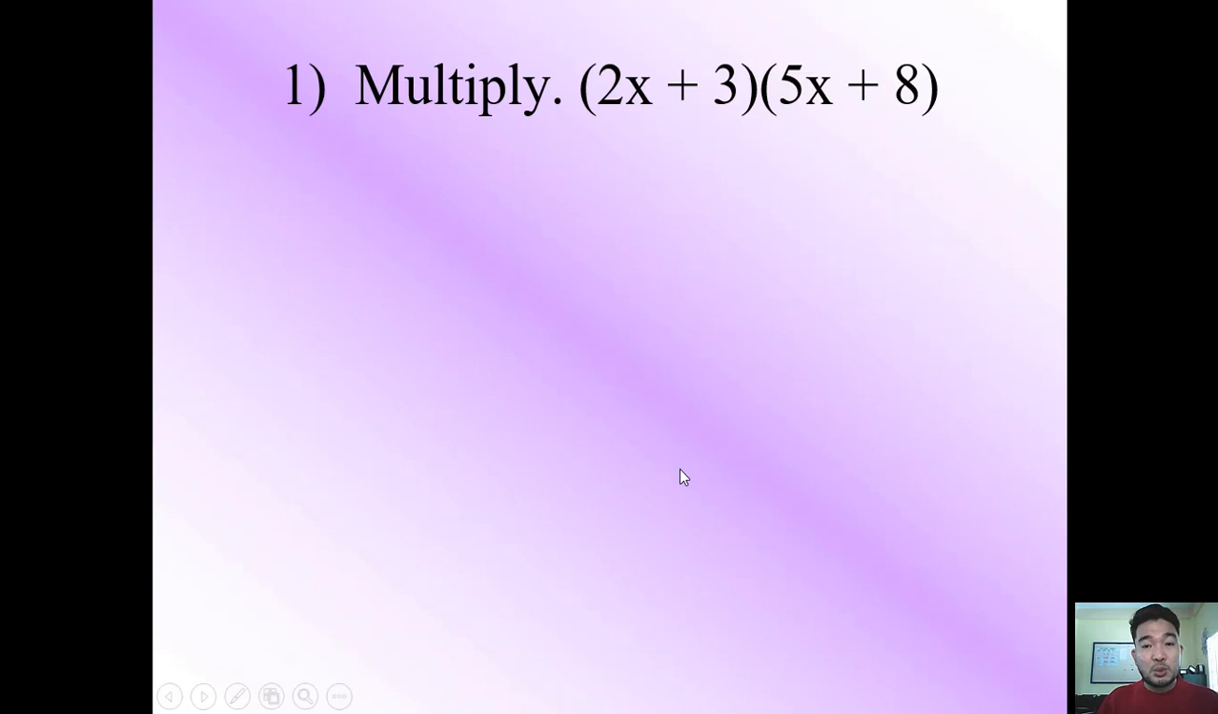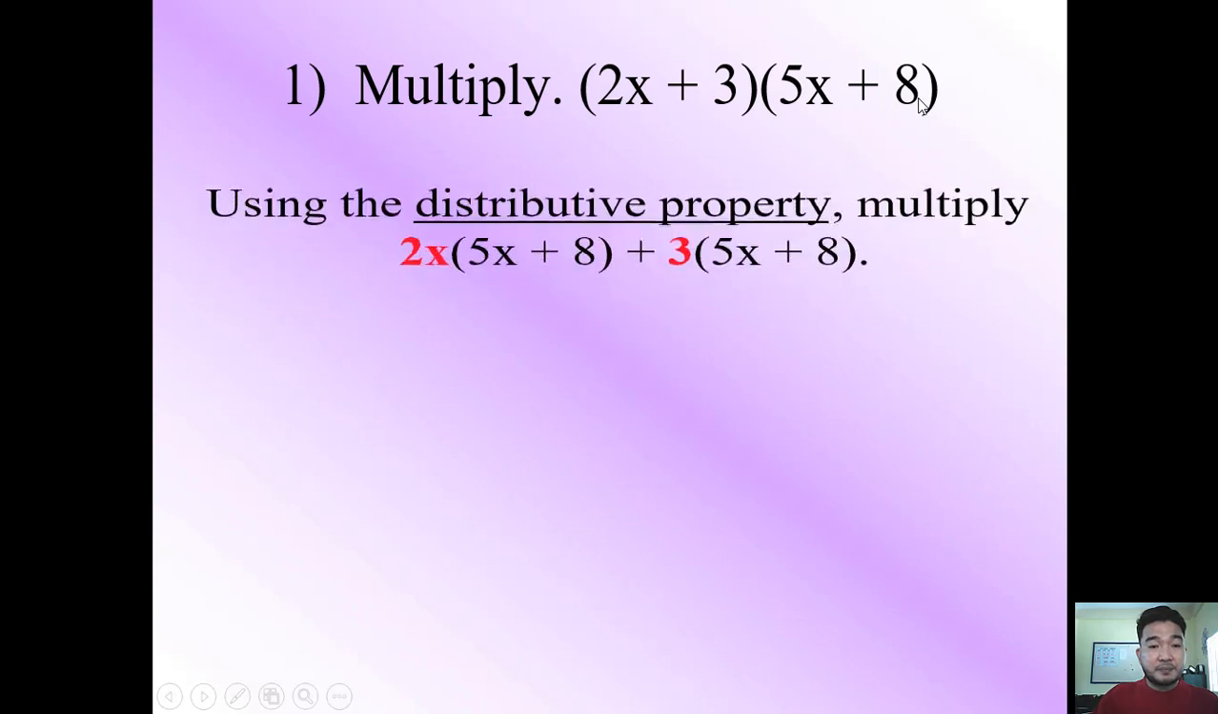Number 1, multiply 2x plus 3 times the quantity of 5x plus 8. Multiply these two binomials. Bakit siya naging binomials? Because we have two terms here, 2x and 3. Then another binomial here which is 5x plus 8 with two terms, 5x and 8.